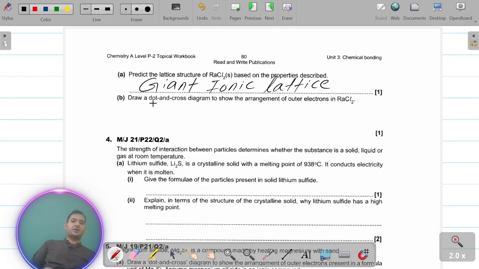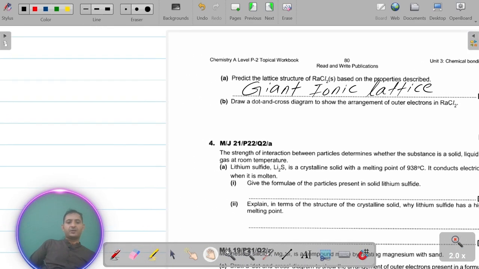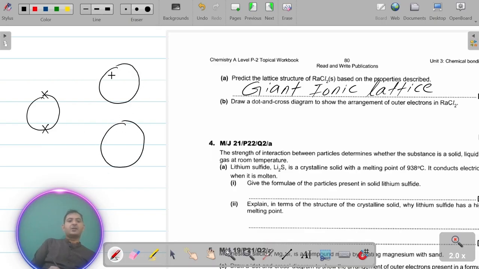Draw a dot and cross diagram to show the arrangement of outer electrons. We know radium is from group 2, so there are 2 electrons in the outermost shell, electron 1 and electron 2. And chlorine, there are 2 chlorines, one here and the other here. There are 7 electrons in the valence shell of each chlorine: 1, 2, 3, 4, 5, 6, 7.